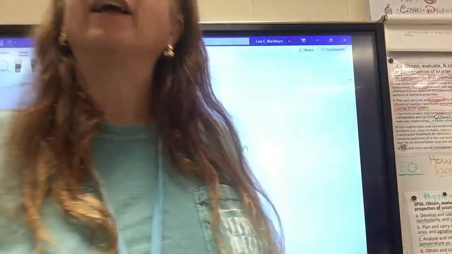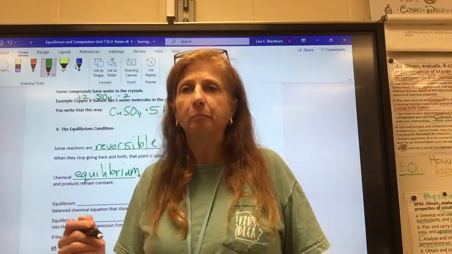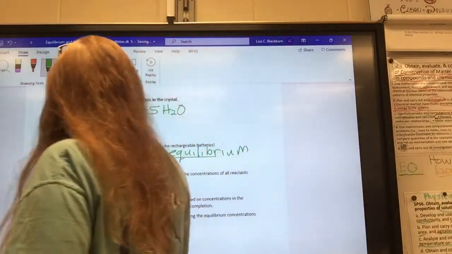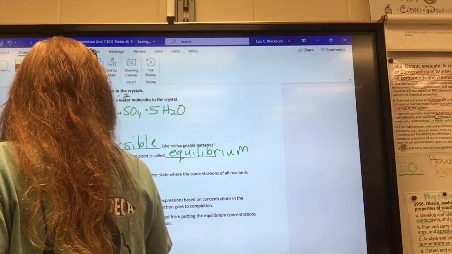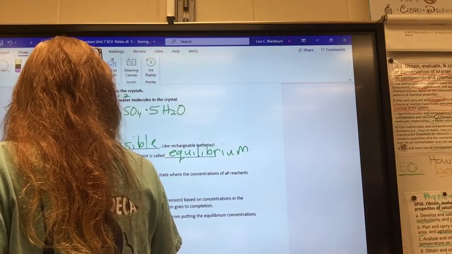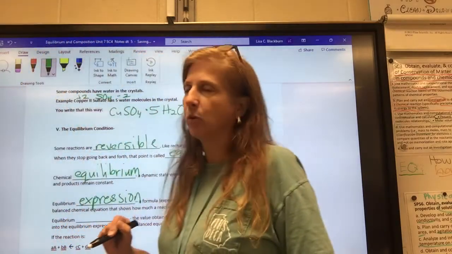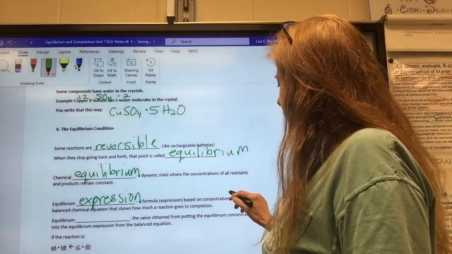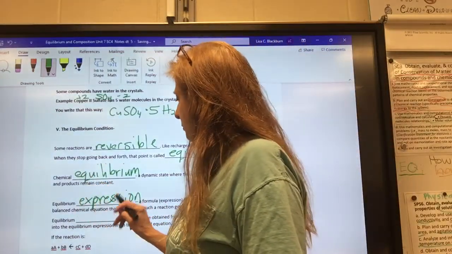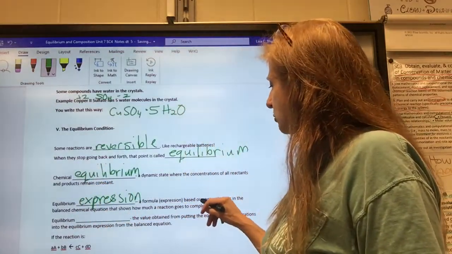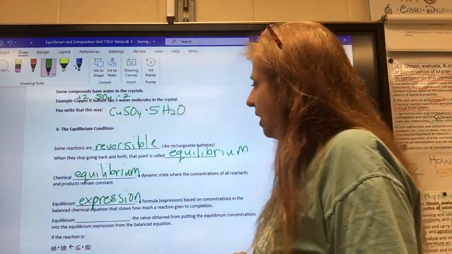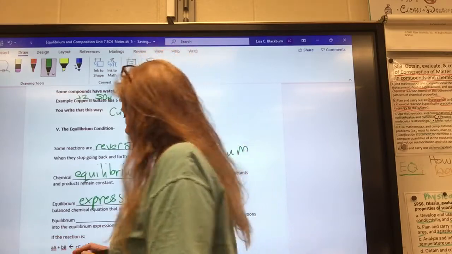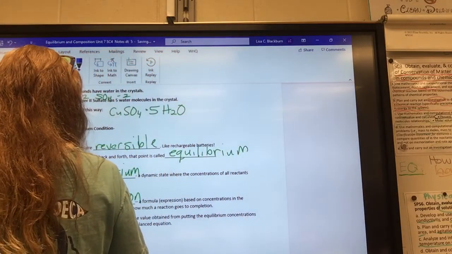Well, there's a mathematical equation we write to tell us how far the reaction goes, and it's called the equilibrium expression. Expression is just fancy for math equation. It's a formula, a math equation, based on the concentrations in the balanced chemical equation that shows how much a reaction goes to completion. And from it, you get a number that tells how far it goes, called the equilibrium constant.